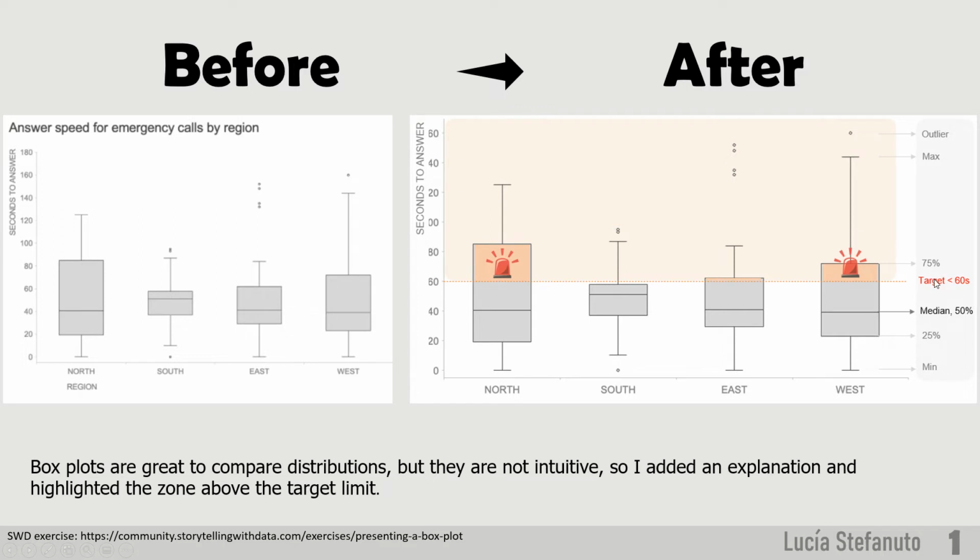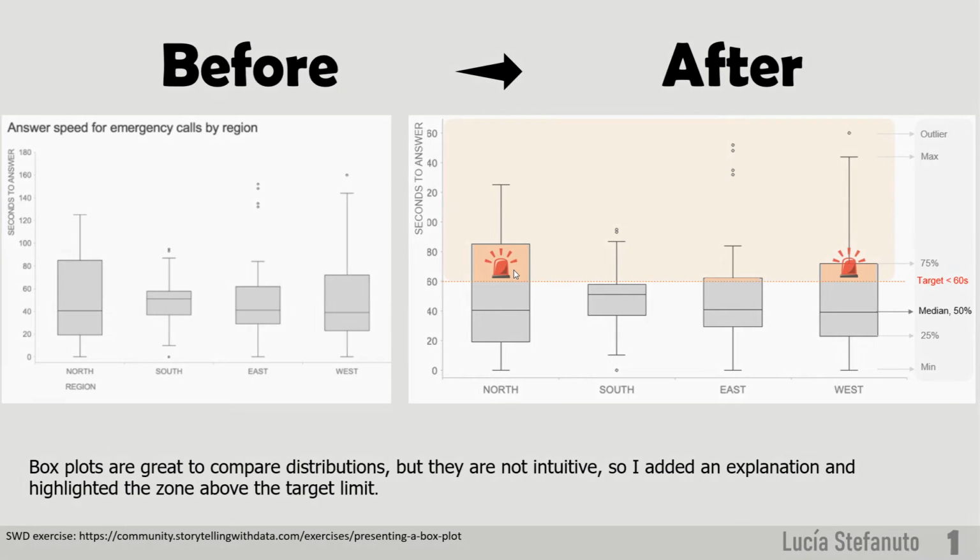And since the target was that every call had to be answered in less than 60 seconds, I first show the zone that is above that limit, and then I added these alarms when the distribution was surpassing that target. So now it is easier to see which region works better with the target and so on. Even if you don't fully understand the dashboard, you can understand what's going wrong.